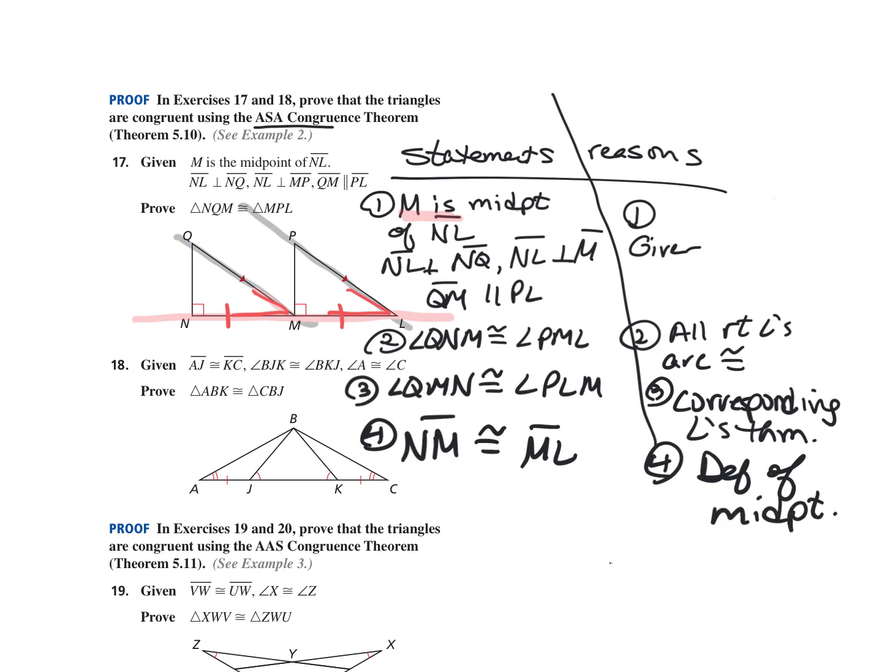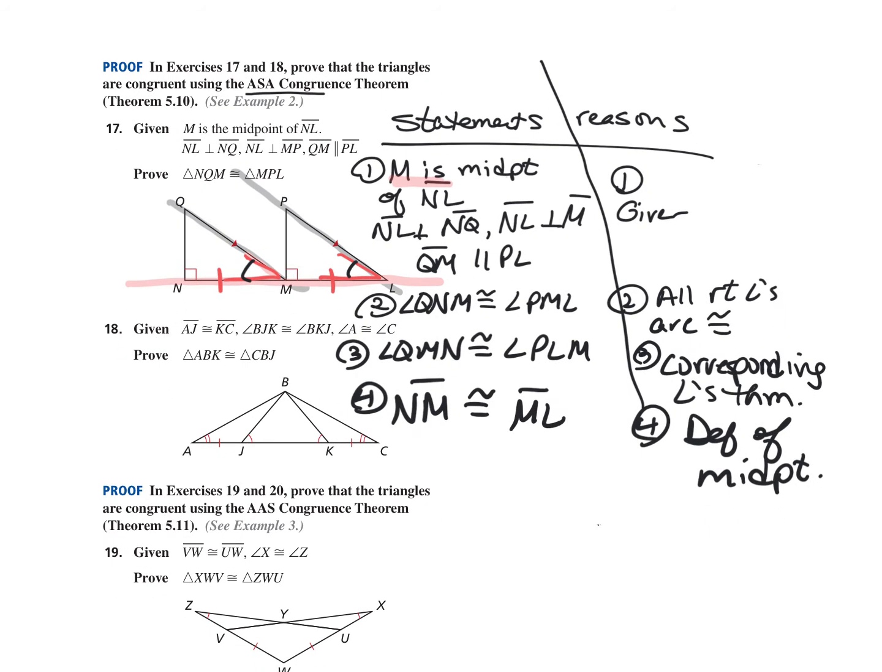Now that I have the right angle and these corresponding angles and the included side, I can prove that these 2 triangles are congruent by angle side angle. So then my last statement is triangle NQM is congruent to triangle MPL, and this reason is angle side angle.